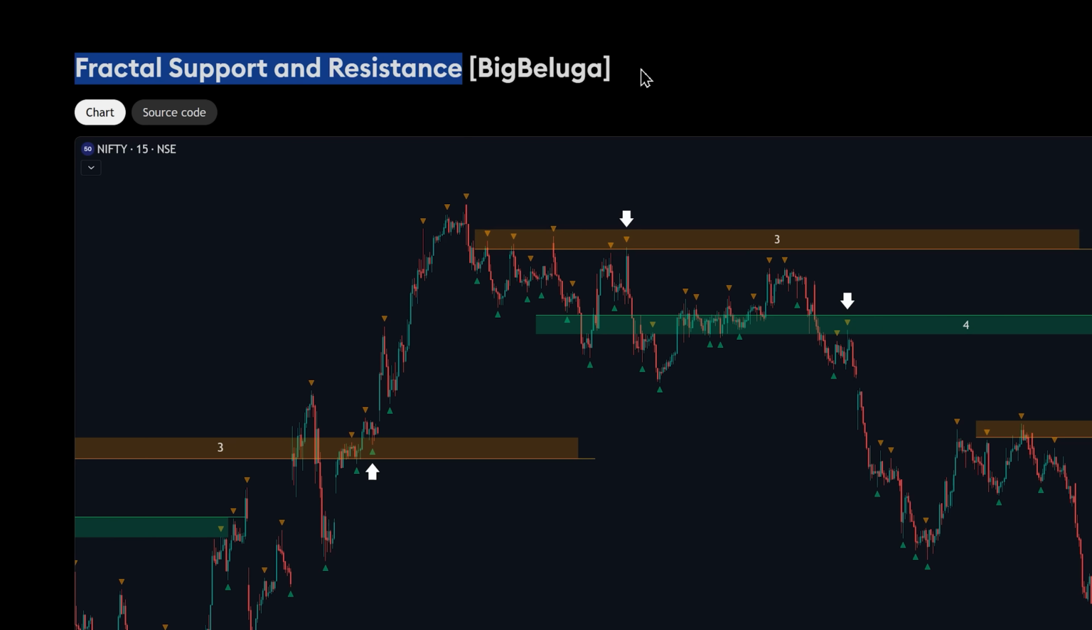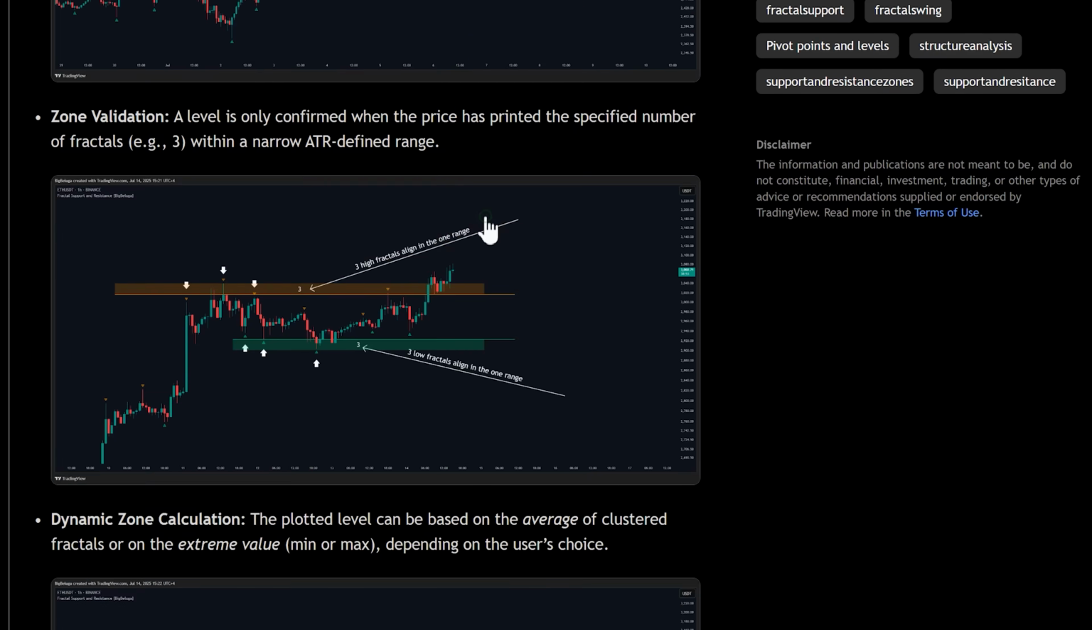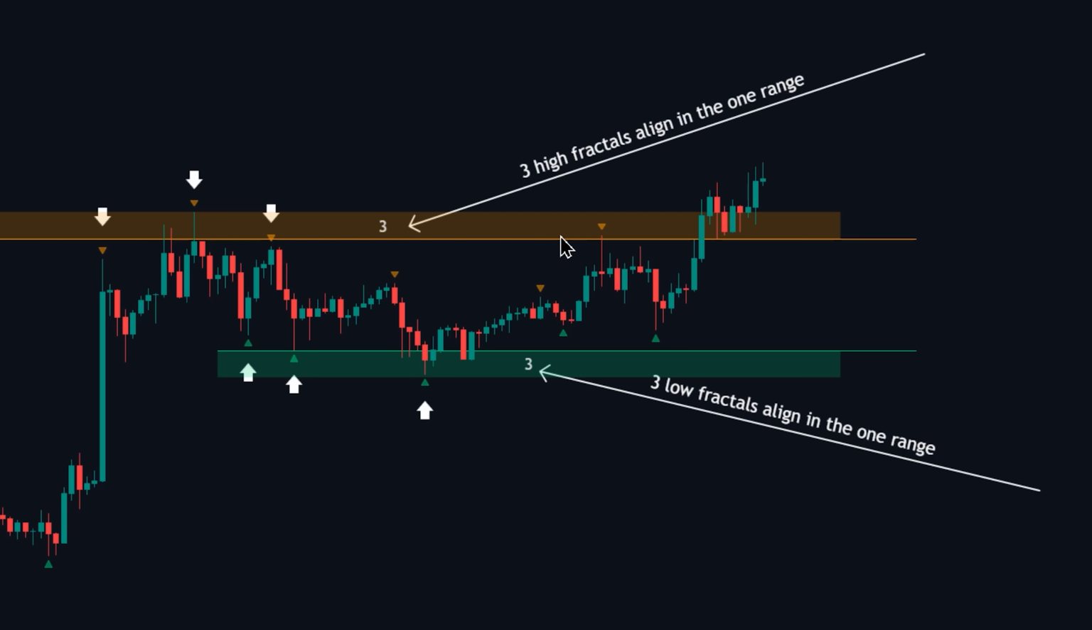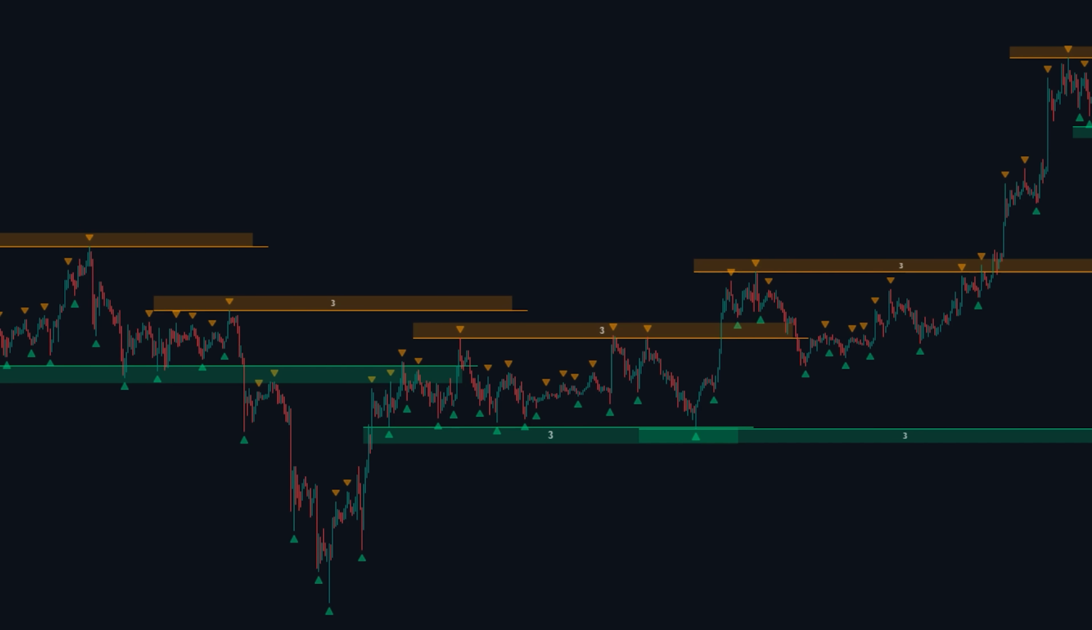This is a video about a unique trading indicator known as Fractal Support and Resistance by BigBeluga. It's a tool you can use to automatically surface proven support and resistance zones so your chart isn't a spider web of guesswork lines. We're going to go over what this indicator is and how you can use it in your trading.